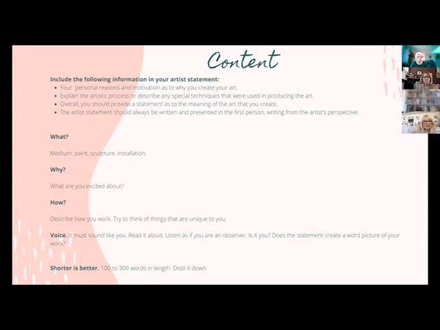Try to think of things that are unique to you and try and make it sound like you. Read it aloud. Listen as if you're an observer. Like, listen to your own description.